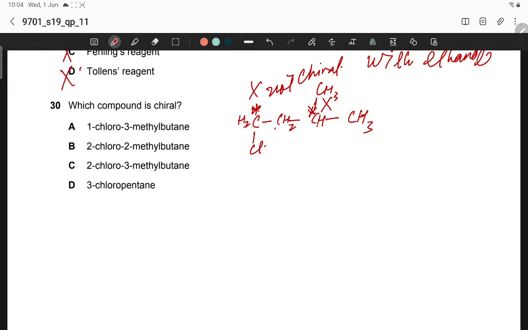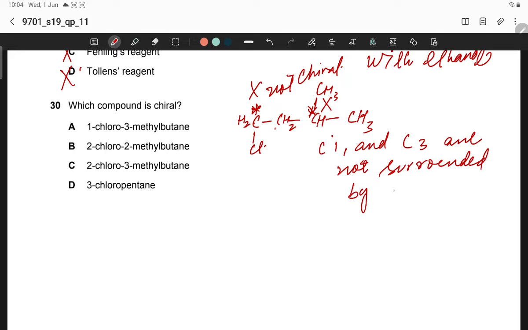as carbon 1 and carbon 3 are not surrounded by 4 different groups. So this is not chiral.